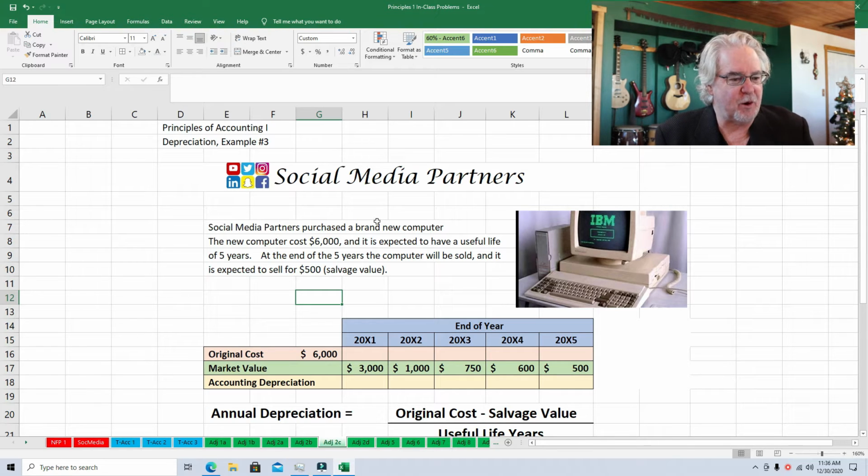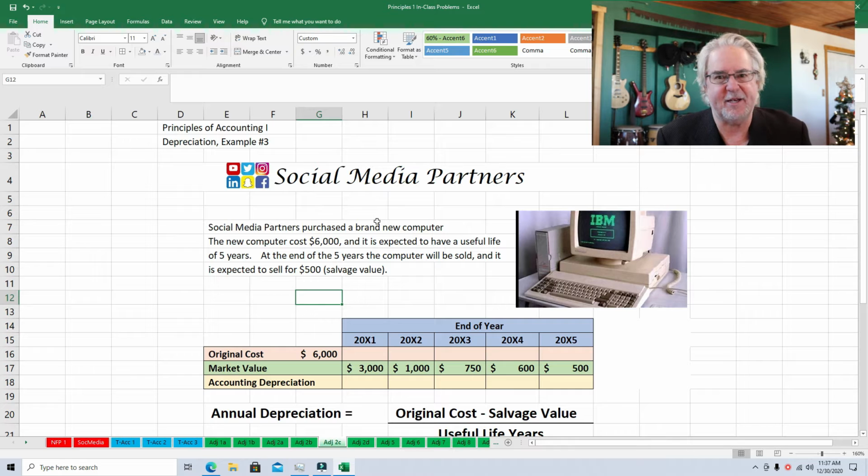We're going to learn a little bit more about depreciation, a little bit of a review. This lesson is for people who are in their first accounting class, probably in their third or fourth week of class, and we're learning a little bit about depreciation. Pretty easy concept, although it's not what a lot of people think it is.